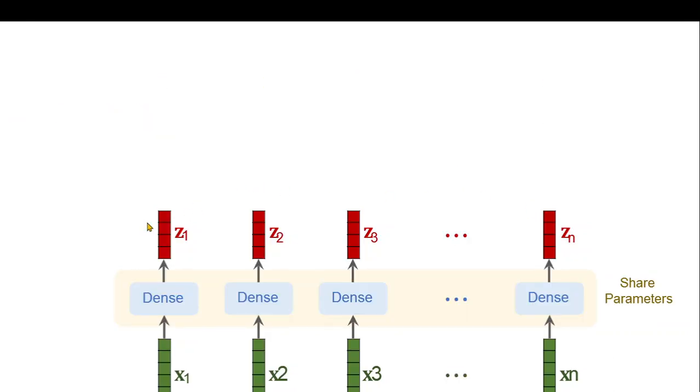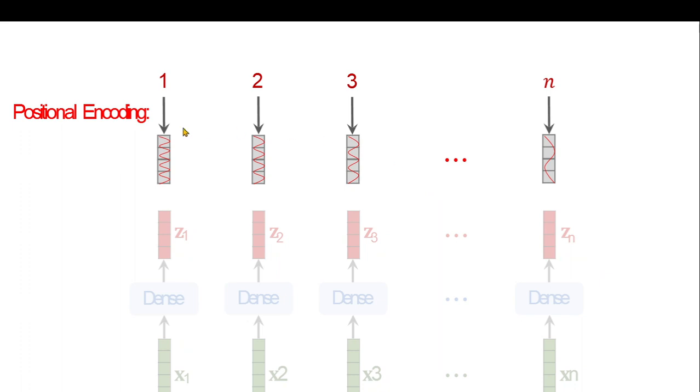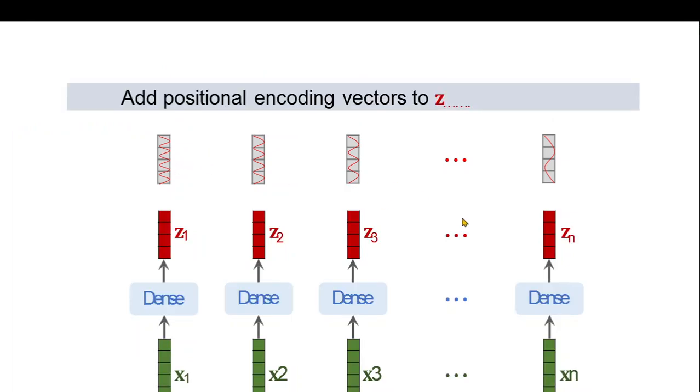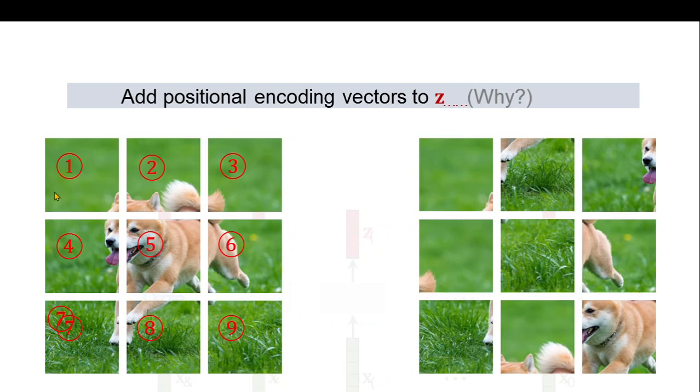Now this is okay so far as you are flattening out the image, but when you have the patches, you need to give a positional encoding to each patch. The reason is that for the network, if your patches come like this or they come like this, they are all the same patches, but the image is not the same. So the sequence is important, and hence we apply the positional encoding vectors to the Z vector, so that the Z vector now is a combination of the positional encoding and your linear dimensions.